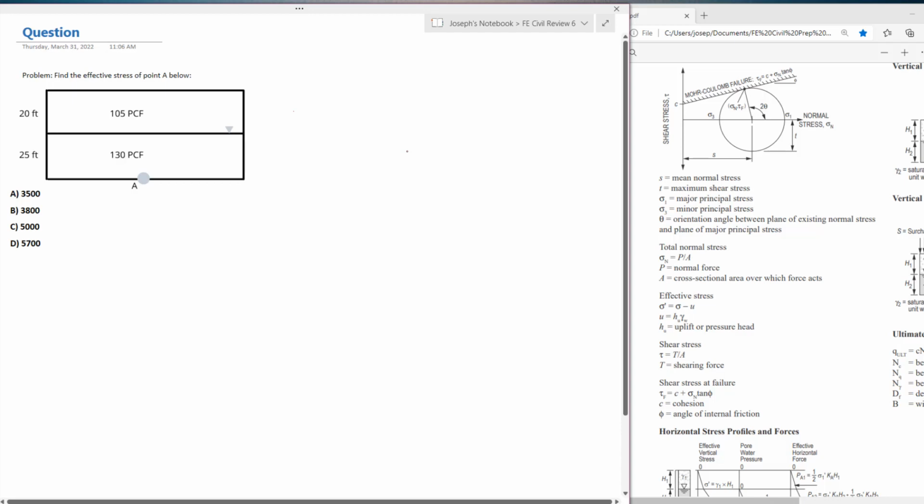Hello test takers, welcome back to Exam Prep Solutions, and in this video we're going to go over how to find the effective stress of the given figure seen below.